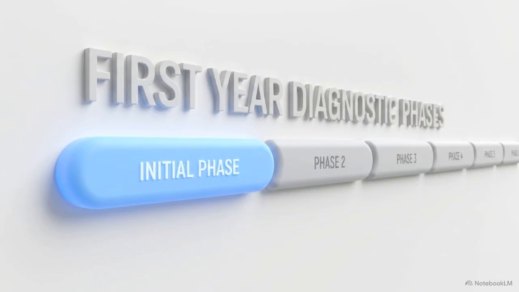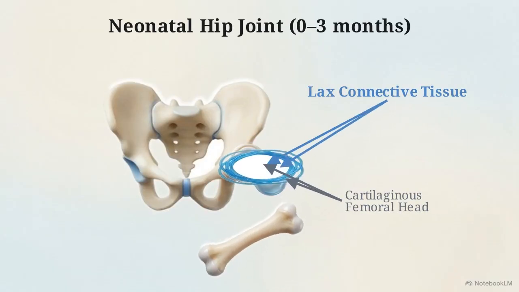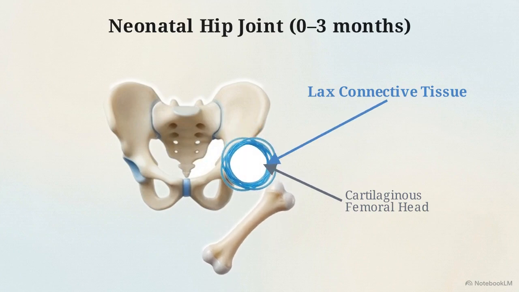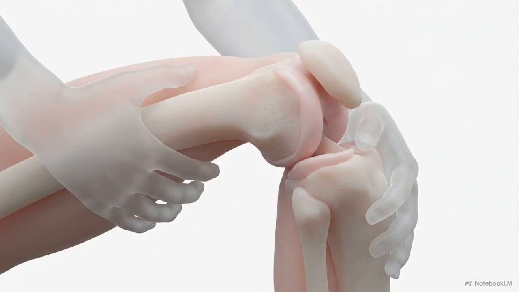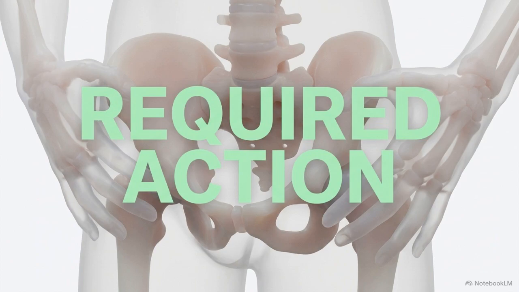Navigating this pathology requires dividing the infant's first year into distinct chronological diagnostic phases, beginning with the neonatal window from birth to 3 months of age. During these first 3 months, the infant's hip joint is defined by extreme capsular and soft tissue laxity. The ligaments are pliable and the bones are highly mobile. Because the joint is so loose, passive observation is useless. The diagnostic strategy must be active and provocative.